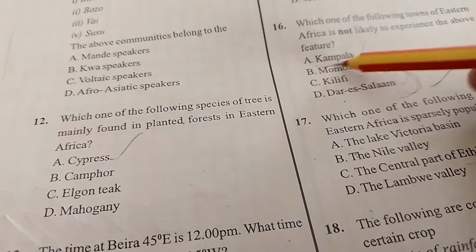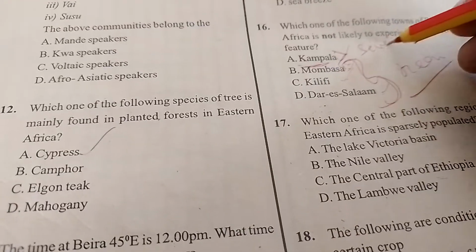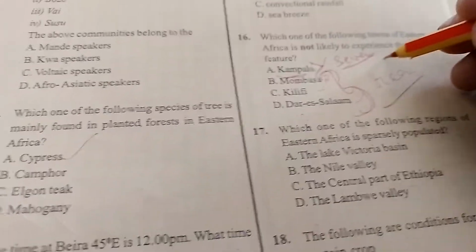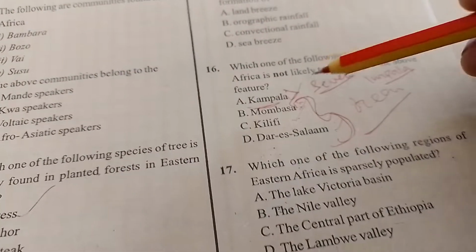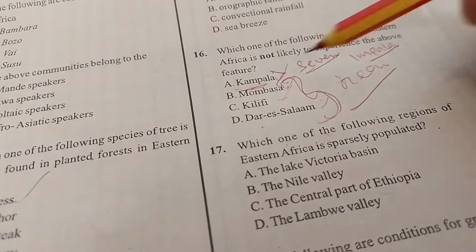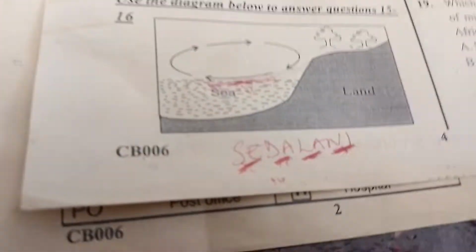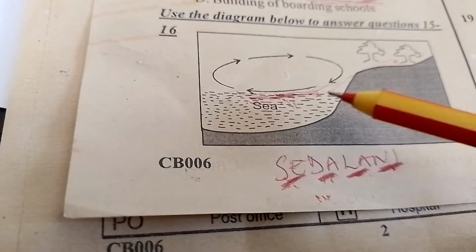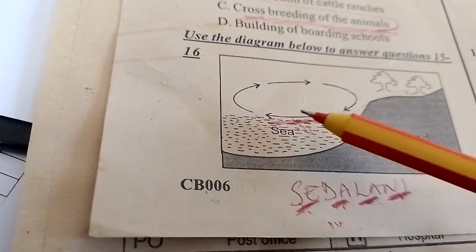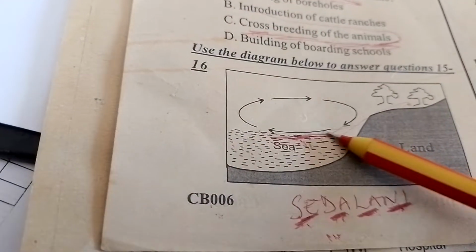So Kampala is constructed on seven hills. In Uganda, we call them the Mbale hills. So Kampala is found on a high area. Mombasa, Kilifi, and Dar es Salaam are found on lowland. These are the regions where we experience this kind of breeze. This is the land breeze, because this arrow is coming from the land. If it is a sea breeze, it must come from the sea to land.